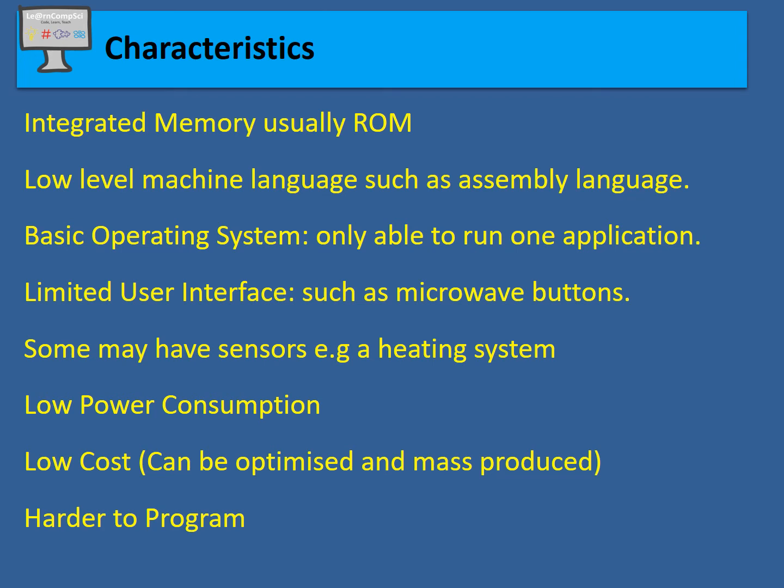We might have sensors such as heat sensors. They generally take less power than a full computer and can be a lower cost because we can actually mass produce them. They are, however, harder to program.